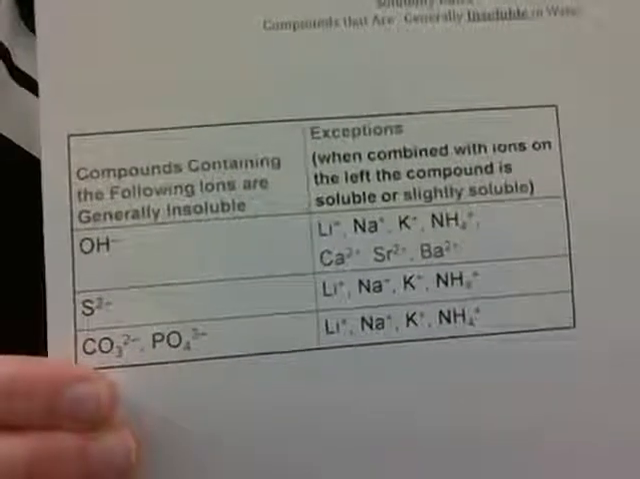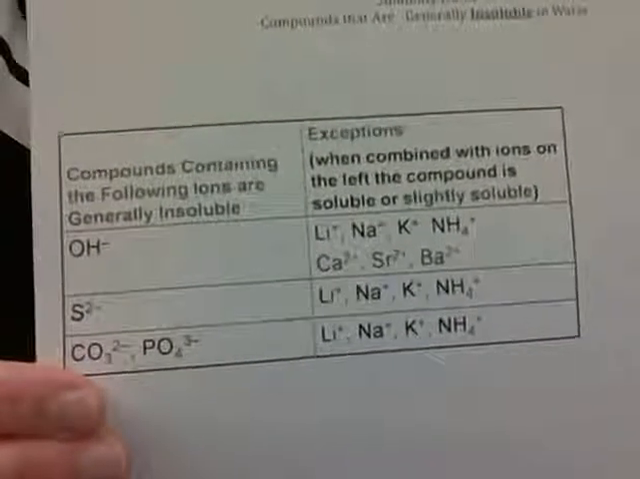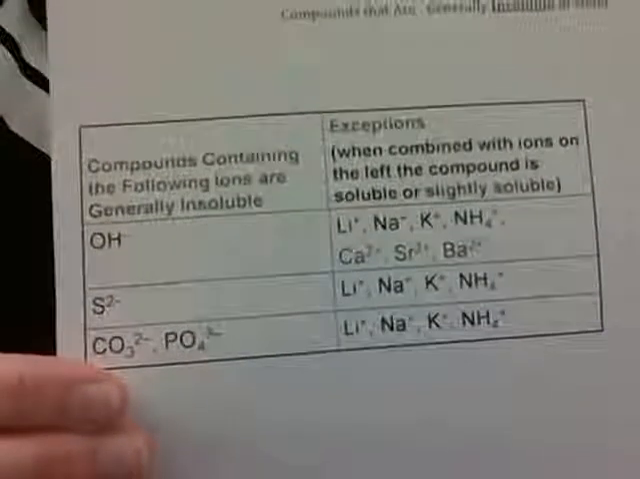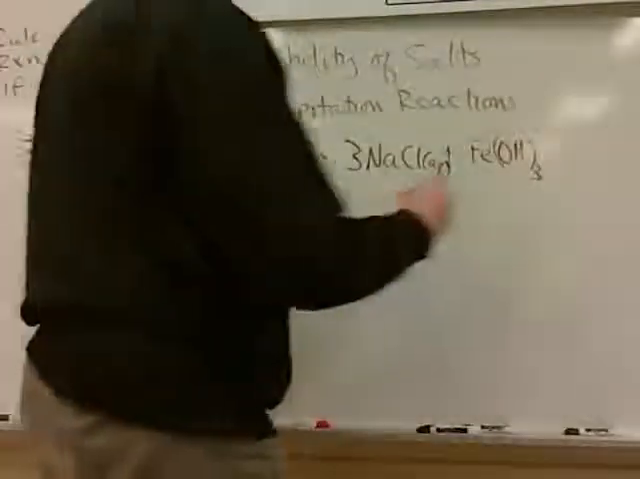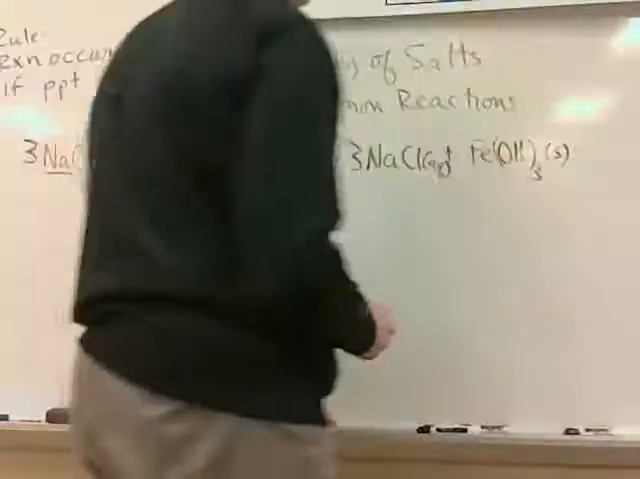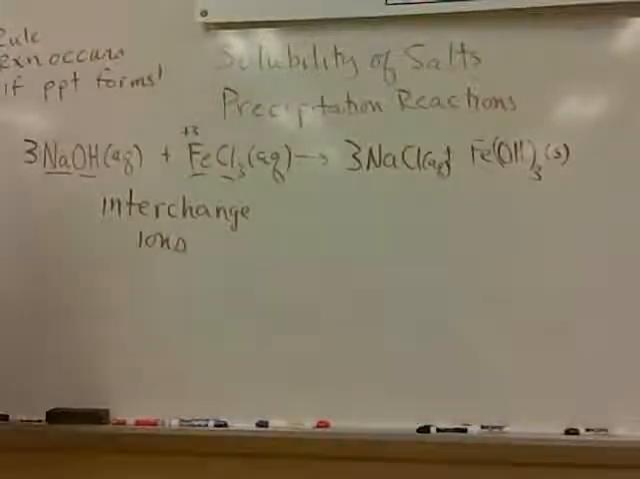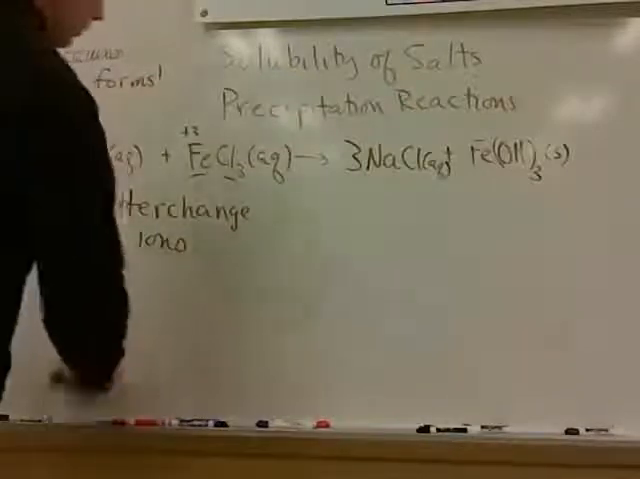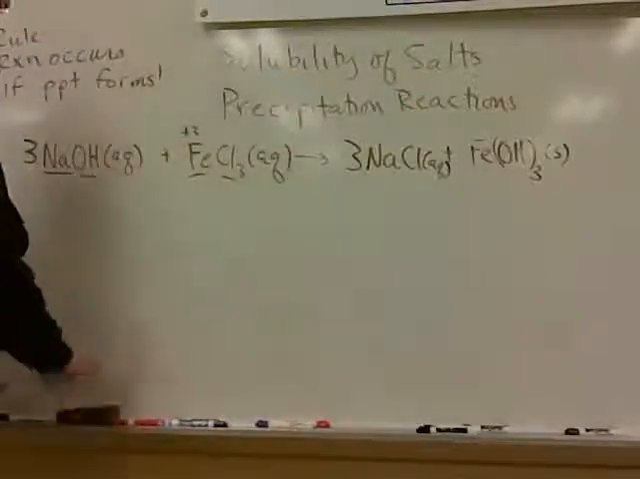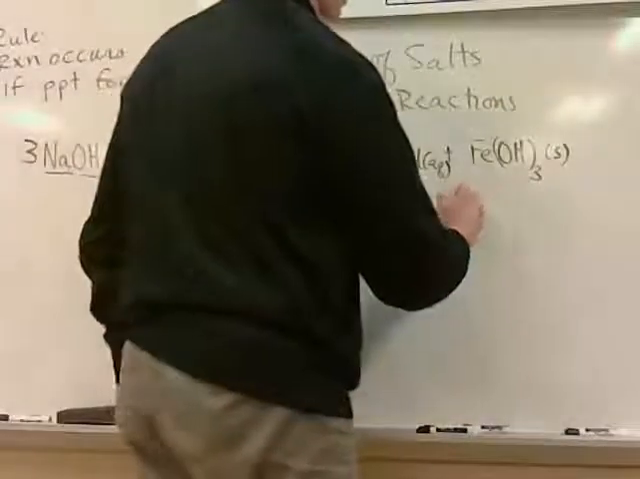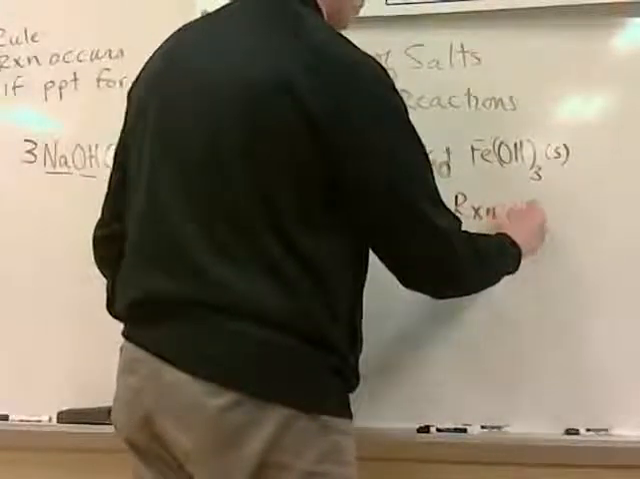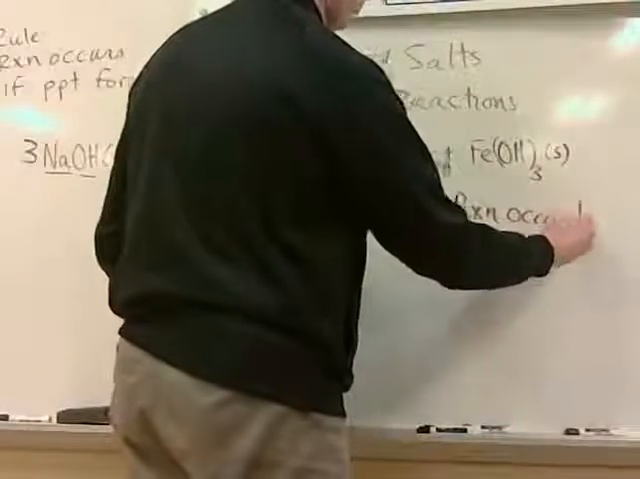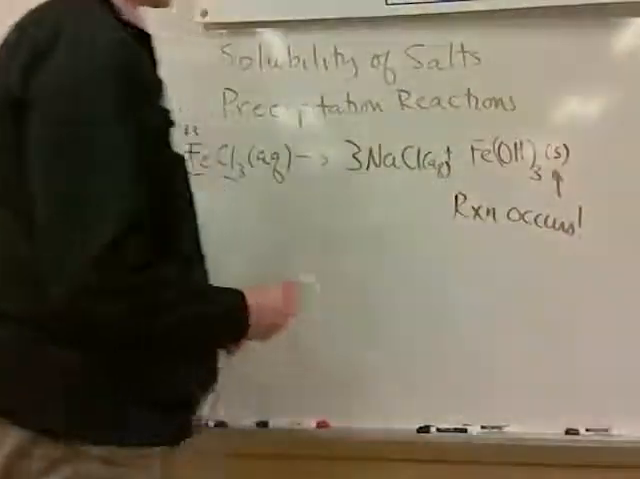Let's go next to that hydroxide. Hydroxide, the top row. All hydroxides are insoluble except to the right, and iron is not an exception. So this one here will be a precipitate. So we write an S with it. So since we have a precipitate, that means that this reaction occurs. Okay?